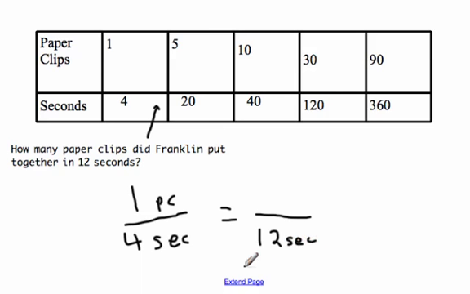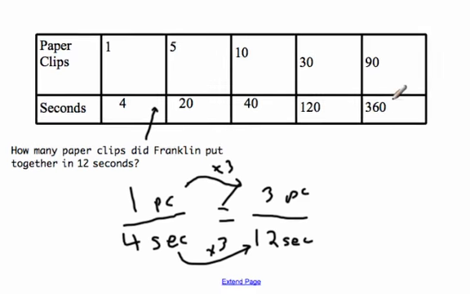And how did we get from 4 seconds to 12 seconds? Well, equivalent fractions. We multiplied by 3. So I need to do the same thing up here to my numerator. So we're going to multiply one paperclip by 3. And that'll equal 3 paper clips. So in 12 seconds we get 3 paper clips. You probably said, well, right in between 4 and 20 is 12, and right in between 1 and 5 is 3. That was another way to kind of determine the same answer.